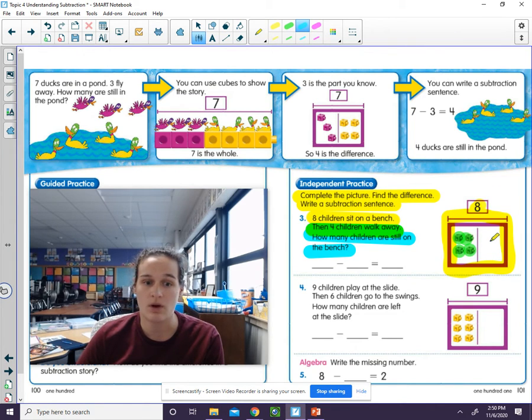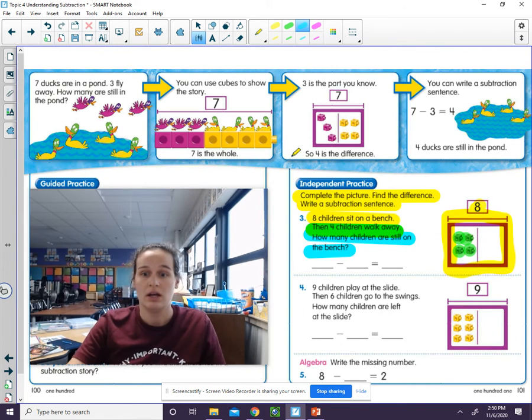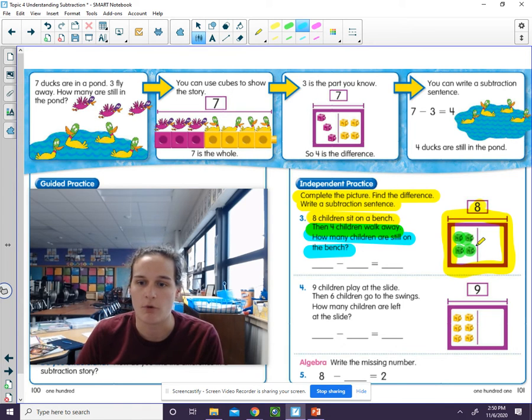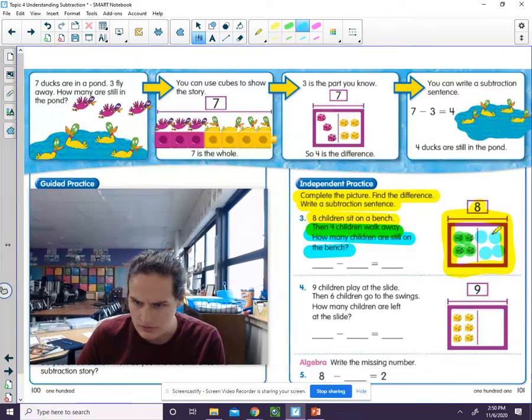So how many more? So I'm going to count on. You could also use cubes. For this one, I will count on. So I have 4, 5, 6, 7, 8. So now I have all 8 that were on the bench, and I can see how it's separated down the middle. These 4 were the 4 that walked away, and these 1, 2, 3, 4 are still on the bench.